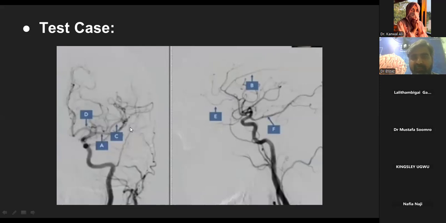On the left side, the first one. I think it's oblique. Yeah, I think it's AP. It is AP view. Look at here. This is internal carotid artery. This is petrous part on the left side. This is clinoid on the left side. Petrous part on the right side, clinoid on the left side.